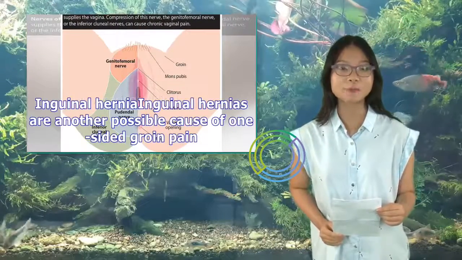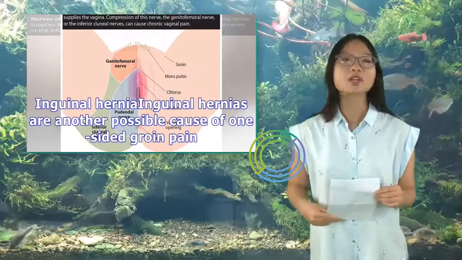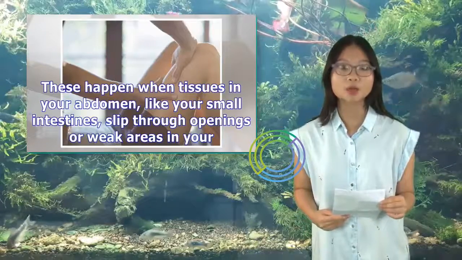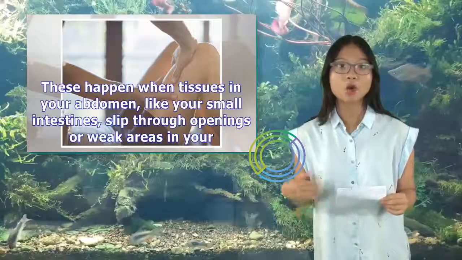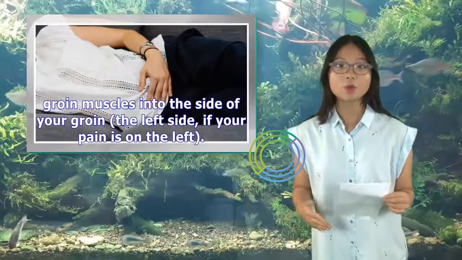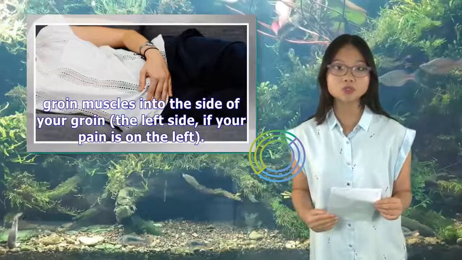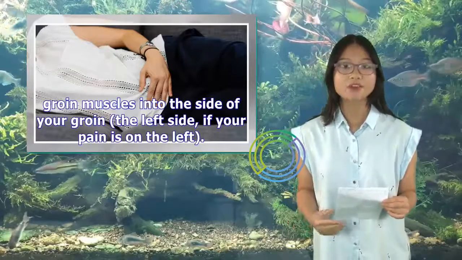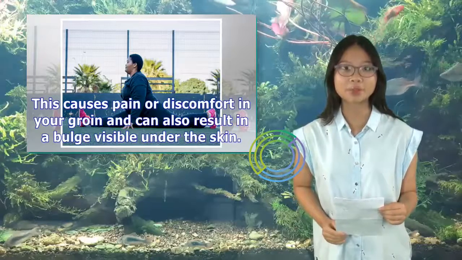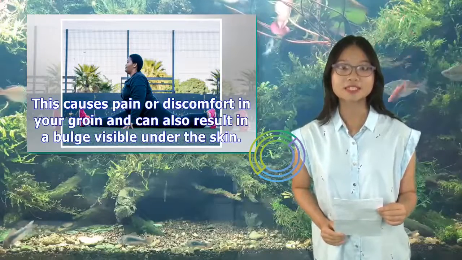Inguinal hernia. Inguinal hernias are another possible cause of one-sided groin pain. These happen when tissues in your abdomen, like your small intestines, slip through openings or weak areas in your groin muscles into the side of your groin, the left side, if your pain is on the left. This causes pain or discomfort in your groin and can also result in a bulge visible under the skin.